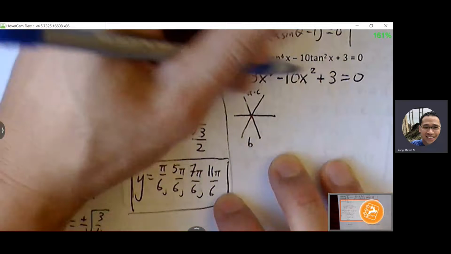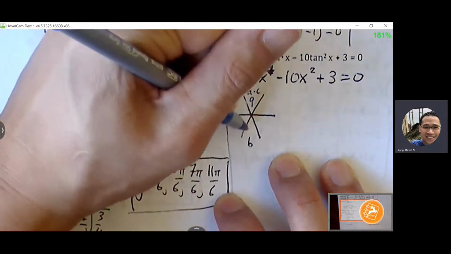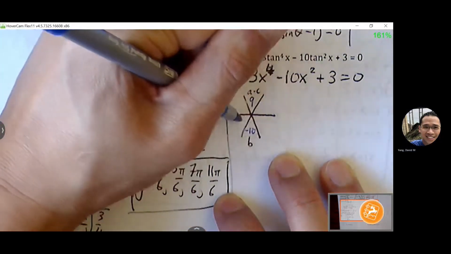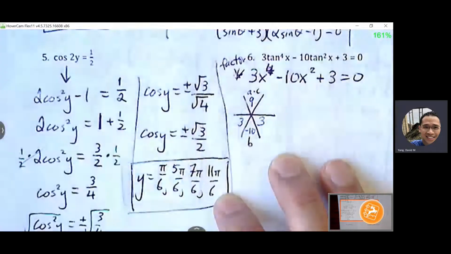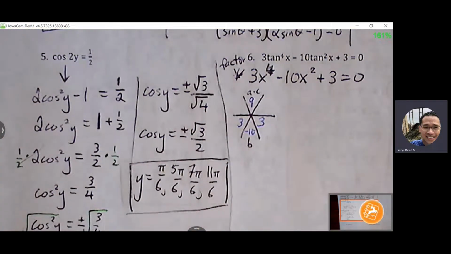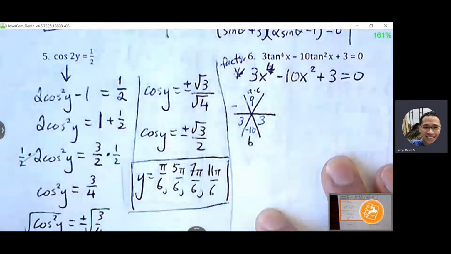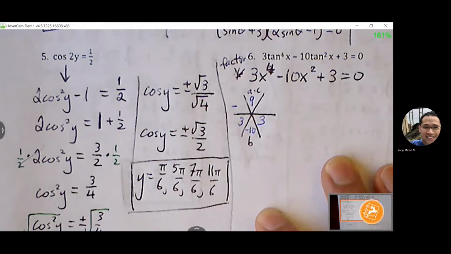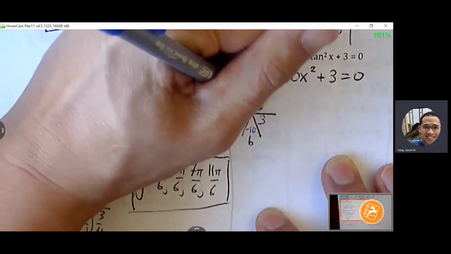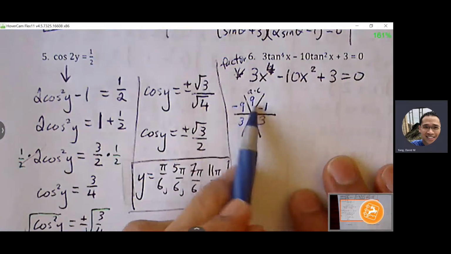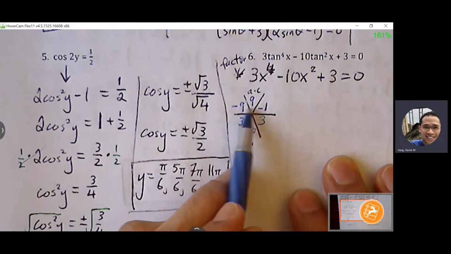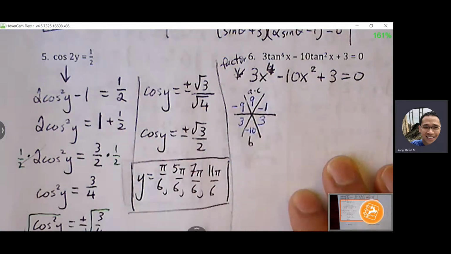A times C, 3 times 3 is 9, multiplies to be 9, adds to be negative 10, 3 and 3. Okay, so can you think of two numbers that multiply to be 9, but add up to be negative 10? Negative 9 and negative 1, okay? Double check that. Negative 1 times negative 9 is positive 9, that works. Negative 9 minus 1 is negative 10, that works.